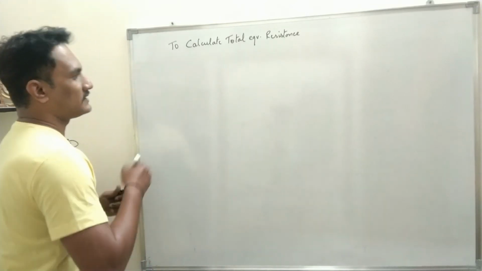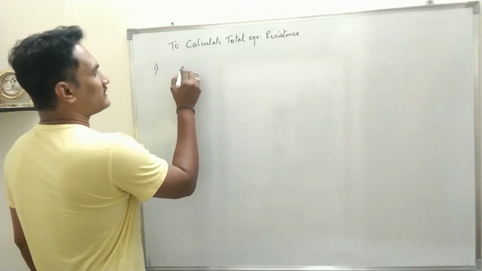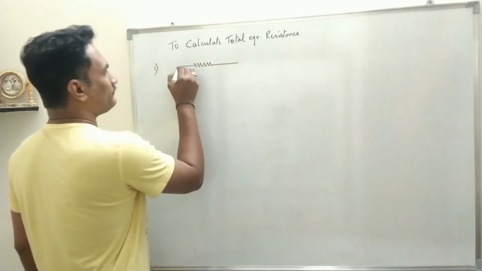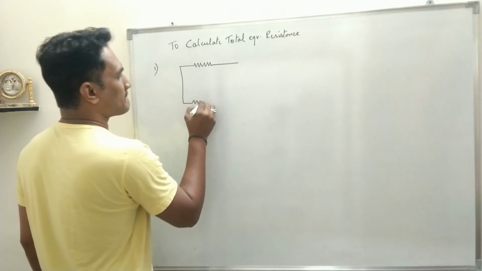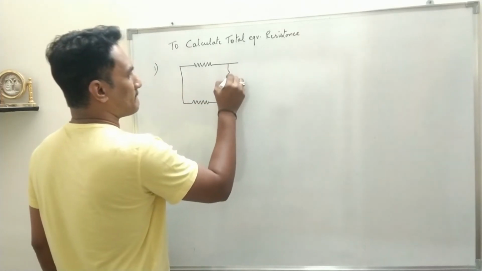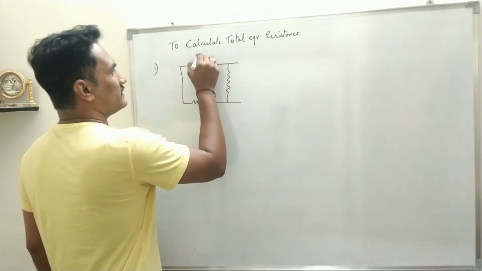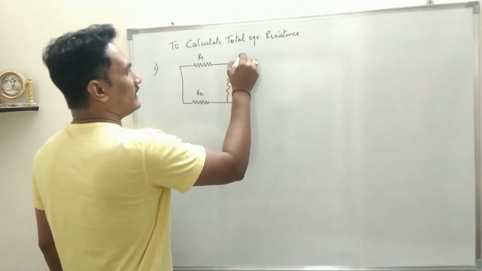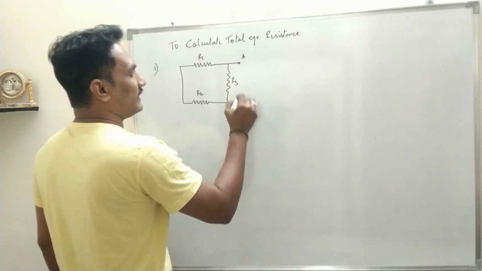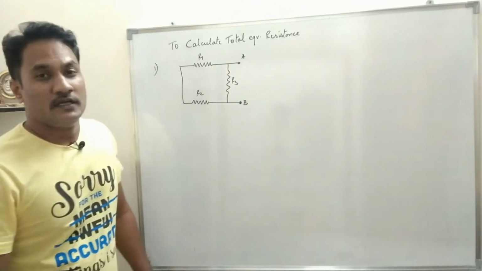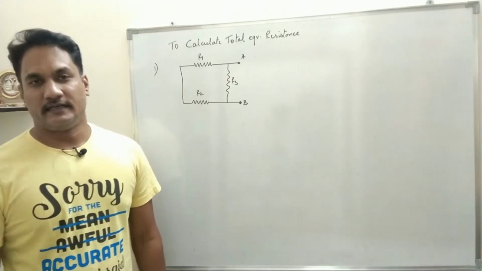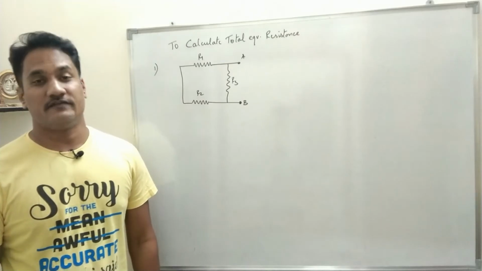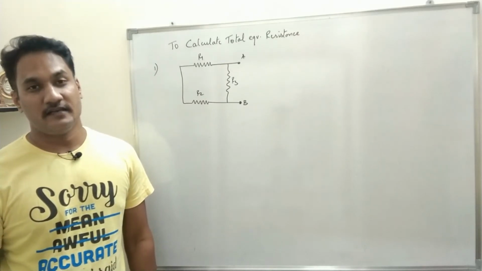Let us take the first example. See, the first example is like this. So this is R1, this is R2, this is R3, and let these be the 2 points A and B. Now let us just look at the circuit and tell me which are the resistances connected in series and which are the resistances connected in parallel.